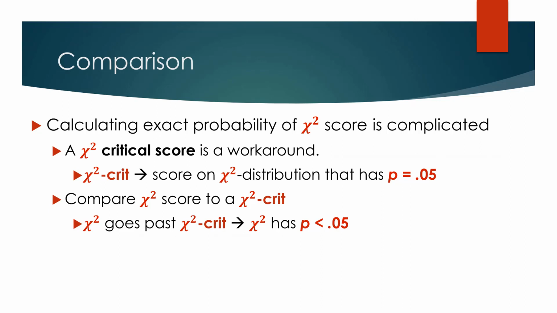So if I find the critical score, the chi-square score that has a probability of exactly 0.05, I can just compare my calculated score to my critical score, and that can help me determine if it is significant or not, if it has a probability less than or greater than 0.05, even if I don't know its exact probability. If the calculated score goes past the critical score, that means the calculated score has a probability less than 0.05. If it's before the critical score, it has a probability greater than 0.05.